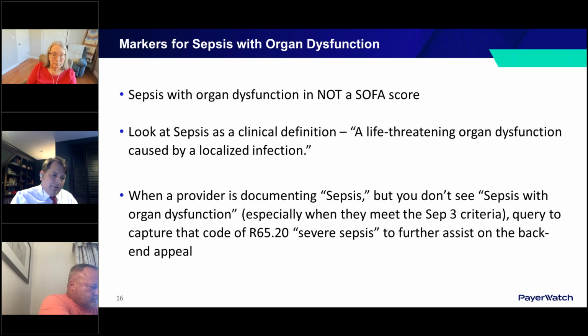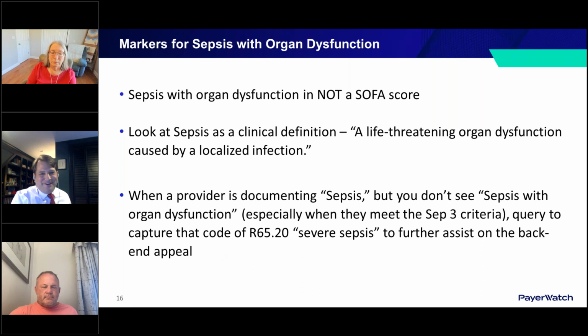What's interesting is in some of the peer-to-peers, I've talked with some of the docs on these peer-to-peer calls, and they're willing to accept that sepsis alone should trigger an R code. They're willing to accept that sepsis as written means severe sepsis, but they've done so on those calls where we're arguing over sepsis and not when we're arguing severe sepsis.